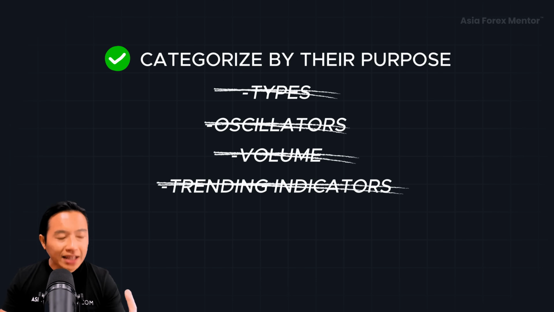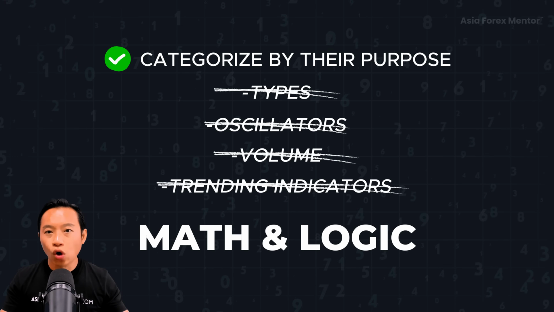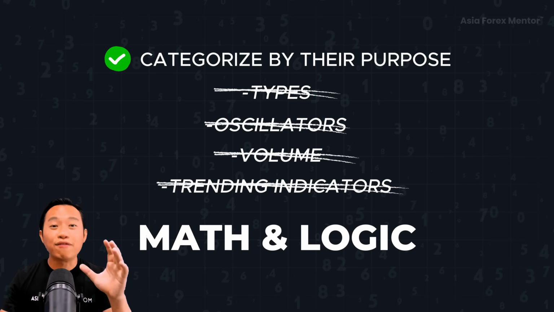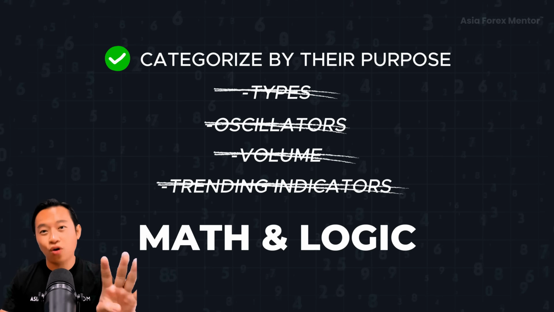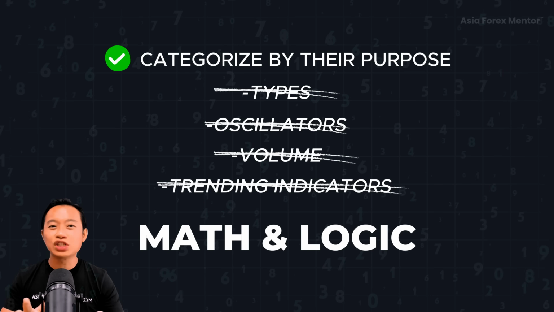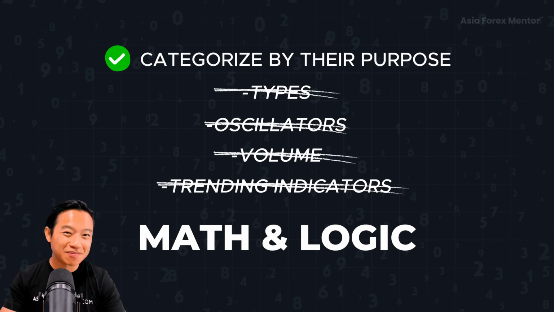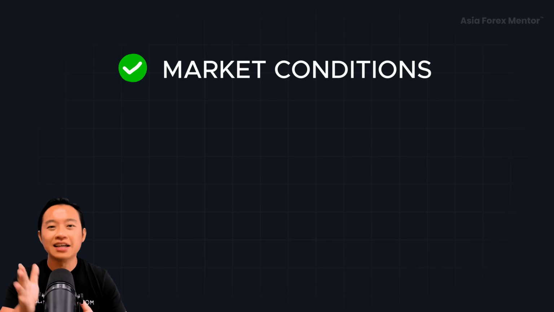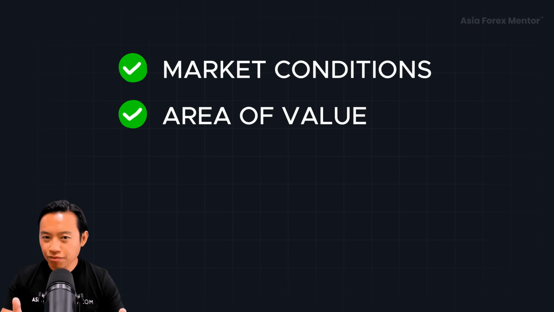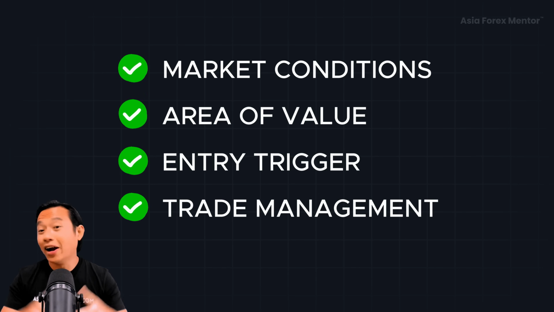To effectively combine them, you need to understand the math and the logic behind each indicator. To simplify this process, I have grouped most indicators into one of 4 purposes. Most indicators will fall in one of these 4 categories. Ready? The first one is market condition. The next is the area of value, followed by the entry trigger and trade management. All right, let's talk more about it.